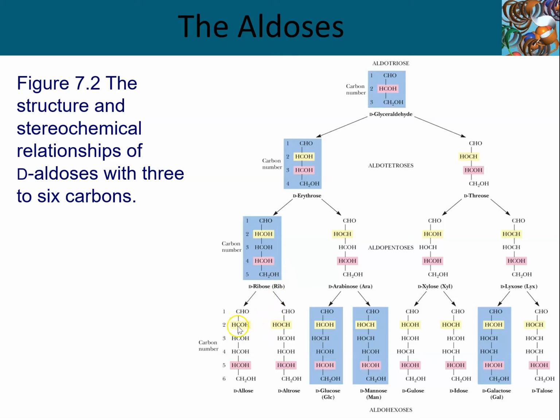We can add yet another new carbon. This will give us yet another new chiral center, and this will give us allose and altrose. Now, if we expand it off of arabinose, you'll see something a little bit more familiar. We've got our D-glucose and D-mannose. Both of these are really common, particularly the D-glucose.